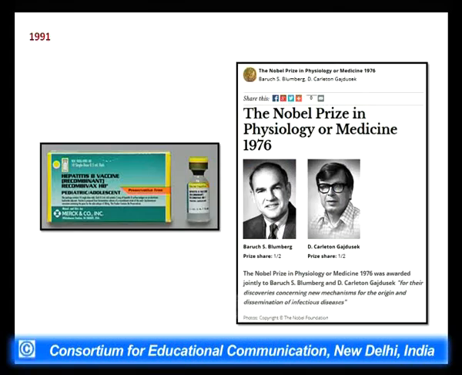The next major discovery, which came way back in 1991, was the discovery of the recombinant vaccines for hepatitis B. The hepatitis B virus was discovered way back in 1976 by Blumberg and Gajdusek, for which they were awarded the Nobel Prize. The structure of hepatitis B is similar to any of the viruses or the HIV virus. The only difference is that the hepatitis B virus is a non-retroviral virus.